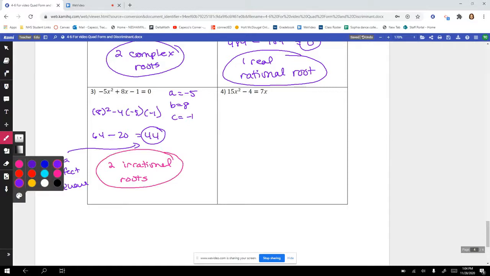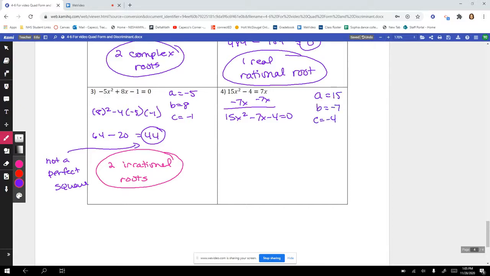All right, let's take a look at our next one. So again, I'm going to bring that 7x to the other side so I can have it in standard form. And I have 15x squared minus 7x minus 4 is equal to 0. So a is equal to 15, b is equal to -7, and c is equal to -4. So b squared is -7 squared minus 4 times a, which is 15, and c, which is -4. So this gives me 49. Negative times positive times negative gives me a plus. 4 times 15 times 4 gives me 240. So 289, that is my discriminant. Now again, this is a perfect square.